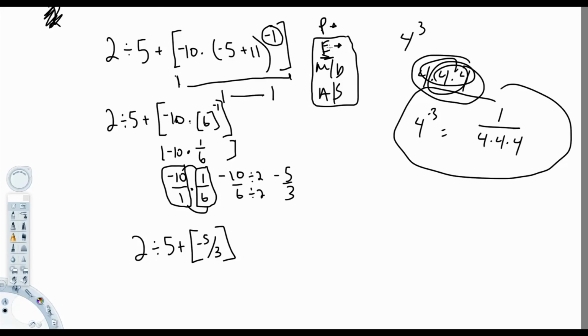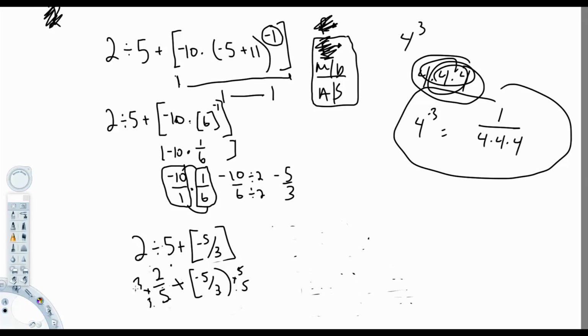So no more powers, no more parentheses, no more exponents. We're just going to go straight for the multiplication and division. We have one right here. So that's 2 over 5 plus negative 5 over 3. So we're going to have to find the lowest common denominator. And the best way to do it is I multiply it by the other numbers. So here I'm going to multiply everything by 3. And here I'm going to multiply everything by 5. Why is that? Because 5 times 3 will give me the same thing as 3 times 5.